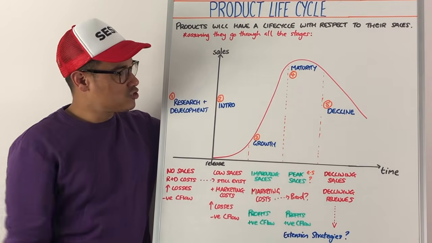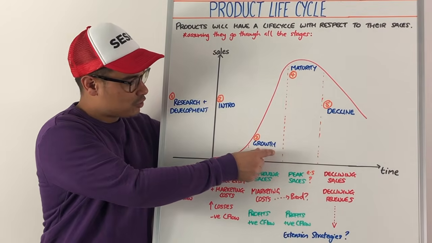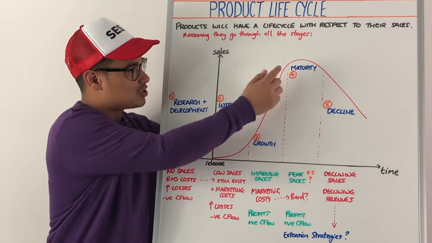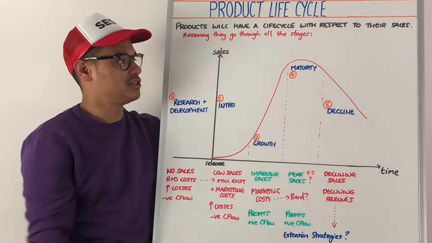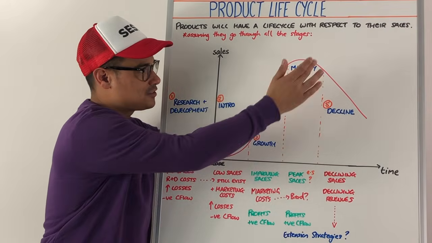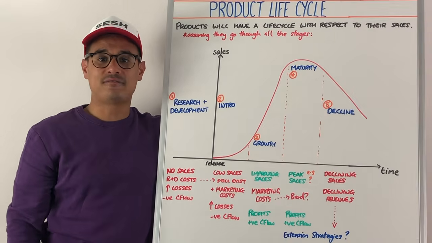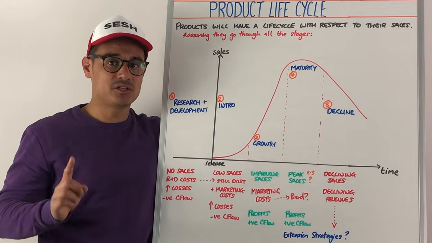Now, then you have the introduction stage. After that, you'd have the growth stage. And then as sales start to increase and hit their top, you're at the maturity stage. And then finally, after maturity, of course, you get the decline phase when sales decrease. They're not zero, they decrease.